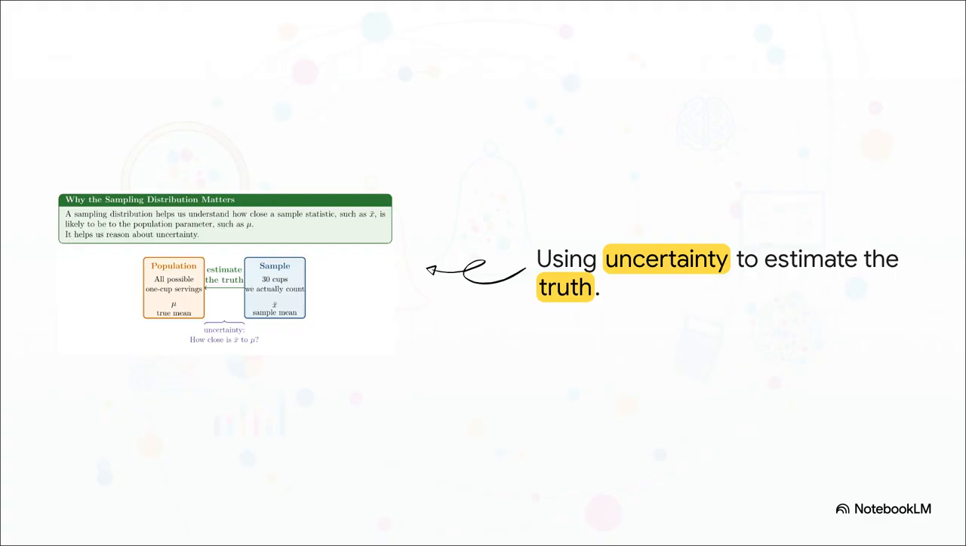And this right here perfectly captures our entire journey today. We desperately want to know the true population mean, but we can only ever access a sample. But by understanding standard error and the magic of the sampling distribution, we can actually put a number on our uncertainty. We use that calculated uncertainty as a bridge. It allows us to take our messy, imperfect sample and confidently estimate the hidden truth of the entire population.